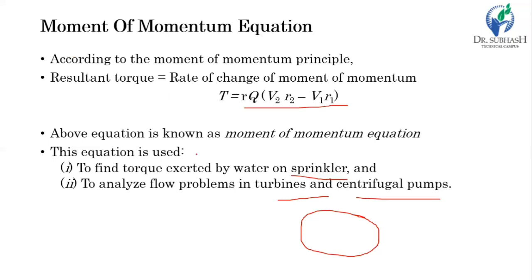So that is all for today. Now let's summarize what we have seen today. We started with the application of Bernoulli's equation for real fluid, and after that the impulse momentum equation, then the energy correction factor, and we have seen the correction factor for kinetic energy as well as momentum. And lastly, we have seen the moment of momentum equation and its applications.